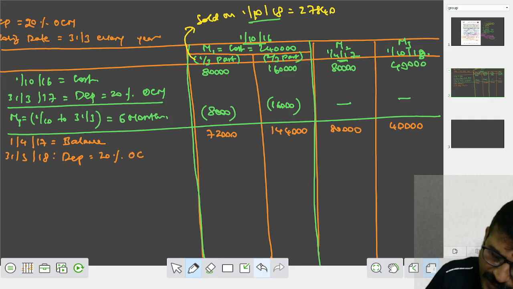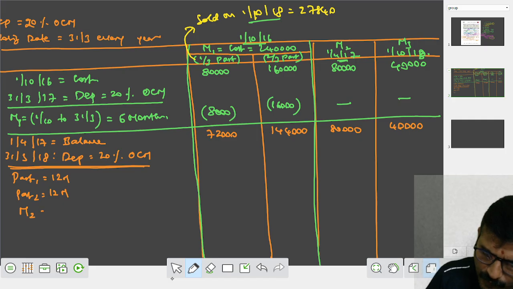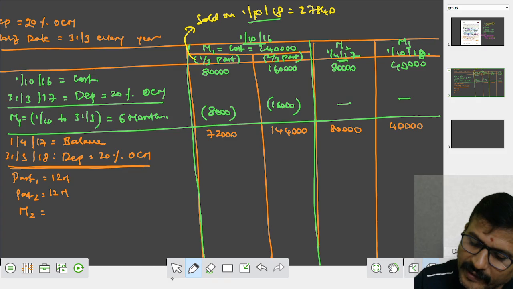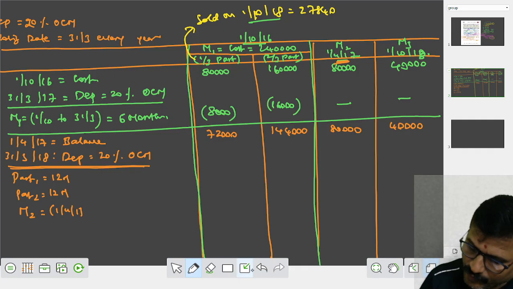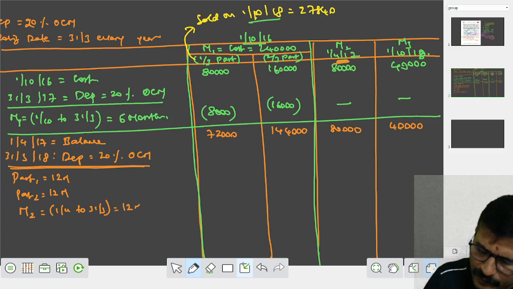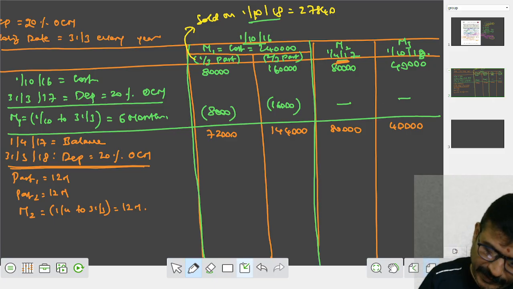Depreciation 20% under what method? OCM method. Now part 1, 12 months. Part 2 is also 12 months. M2 is purchased on when? 1st April, right? 1st April 17, to 31st March. That is also 12 months. Under what method? Remember, it is OCM method.